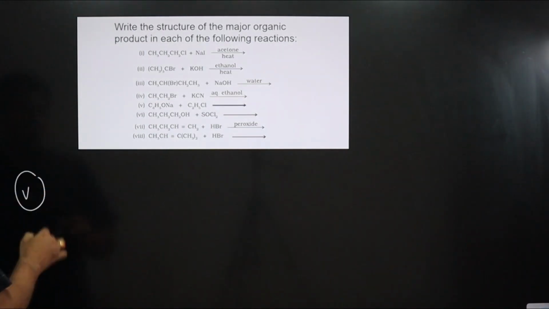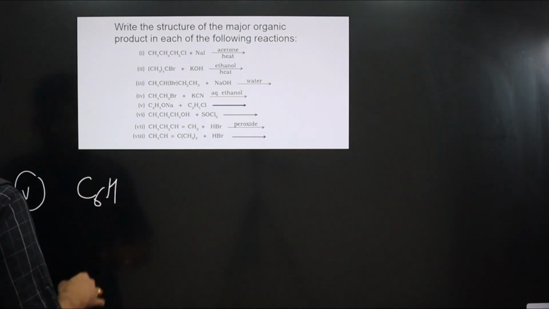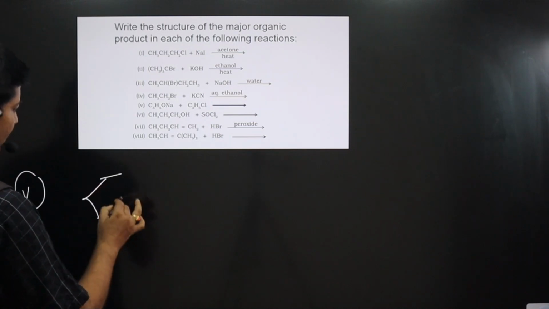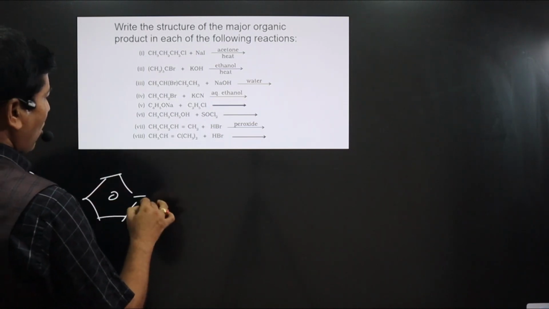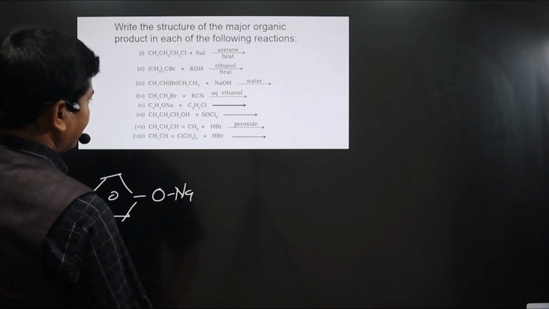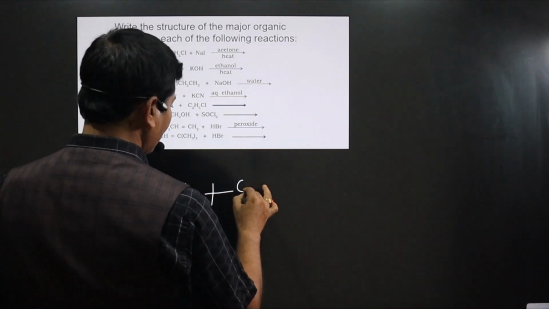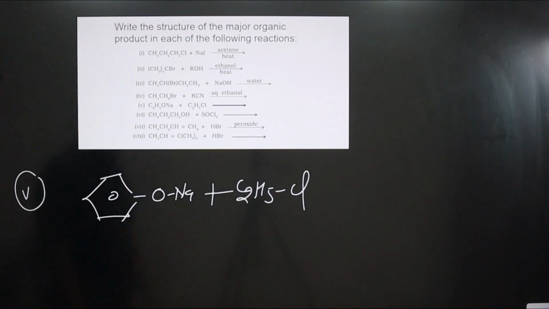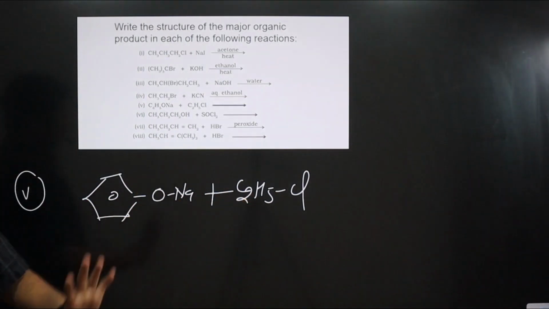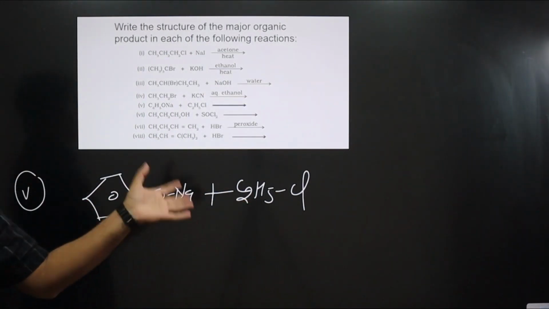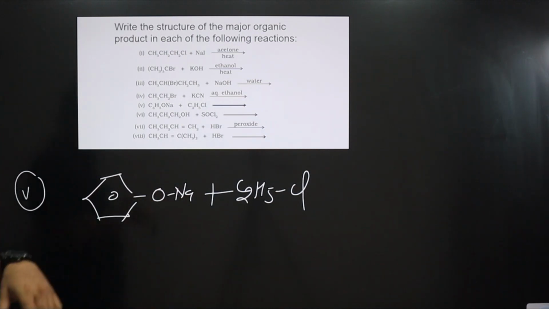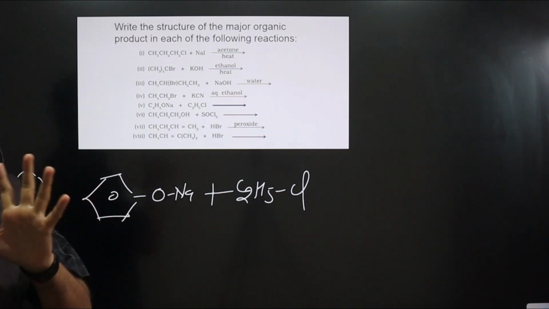We have the fifth one. Next is C6H5. Let me draw the structure, that is better. Benzene ring is there, and it is O and Na. It is reacting with C2H5Cl. This is an alkyl halide and this is sodium phenoxide. It is a name reaction, Williamson synthesis reaction. This reaction is used to produce ether.